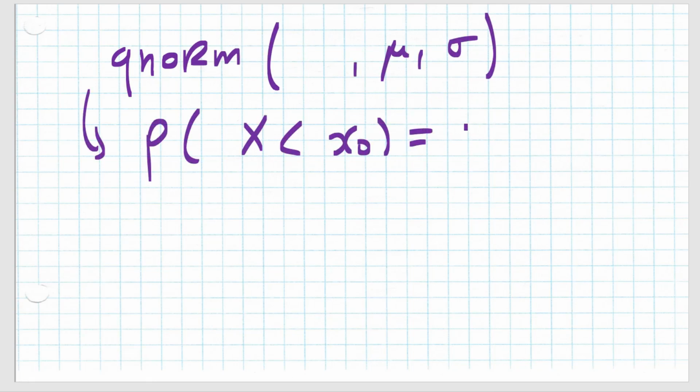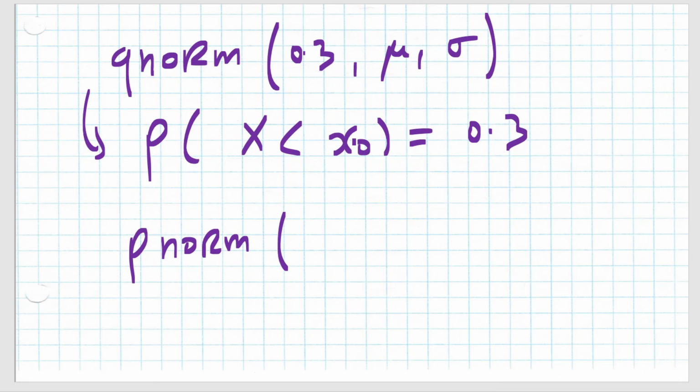You write qnorm. This one is equal to 0.3. You put the probability 0.3 here, you put the mean and the standard deviation. How do you know if it's qnorm or pnorm? So now I would use pnorm if the value of x0 is given.